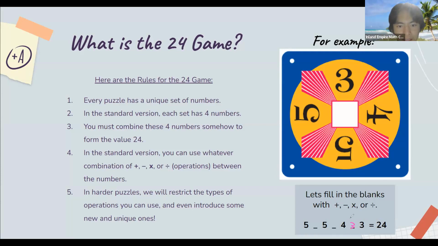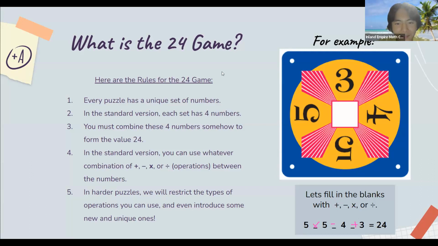Oh, does someone have an idea? Wait. I see your hand raised. Do you have something to say? I mean, can I say the answer to the question? Yeah, sure. Go ahead. Like 5, between the two fives, you should do times, and then minus 4 plus 3 equals 24.